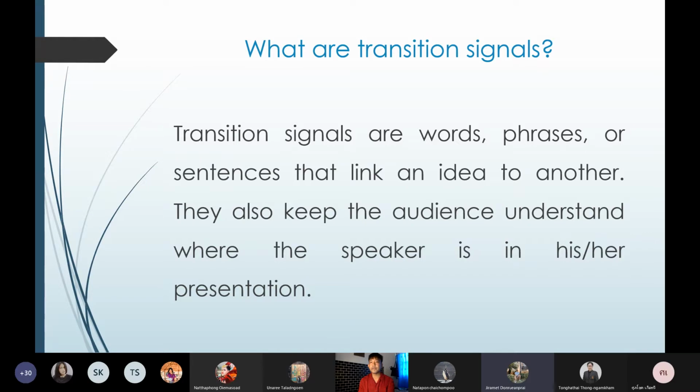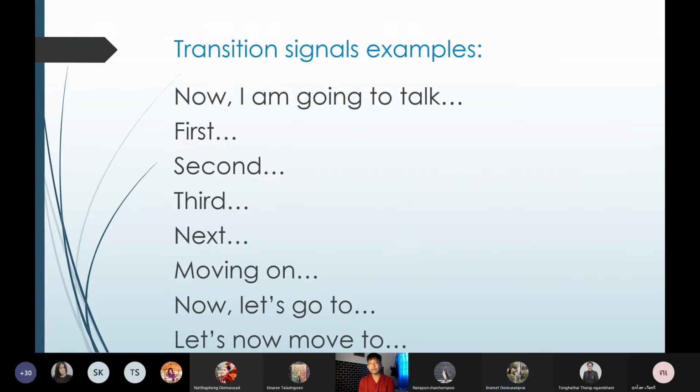Let's move on to the next slide, please. Transition signal examples, like for example, now I'm going to talk. For example, at first, the topic. Now I'd like to speak about cars. Now I am going to talk about cars.